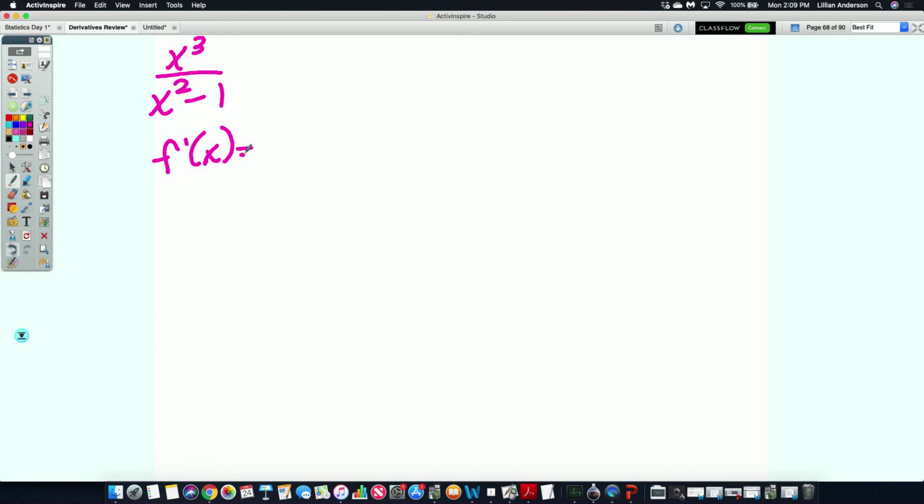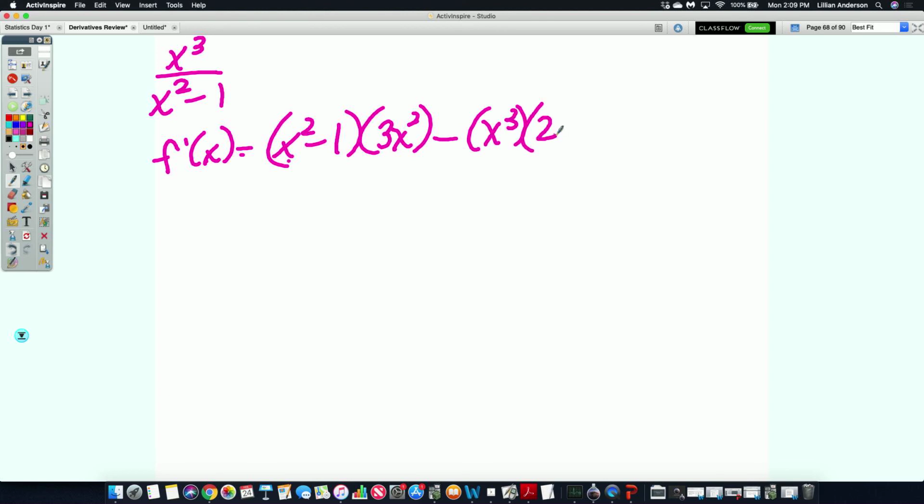Low d high, which is 3x squared, minus high d low, which is x, all over low squared. I am going to leave it in this factored form just in case anything happens to simplify.